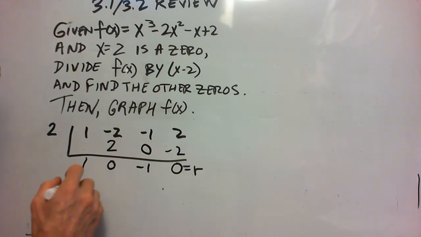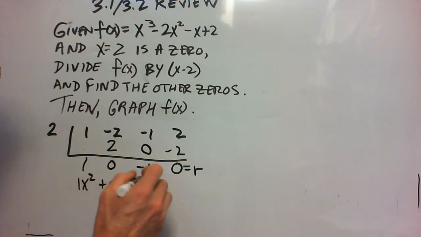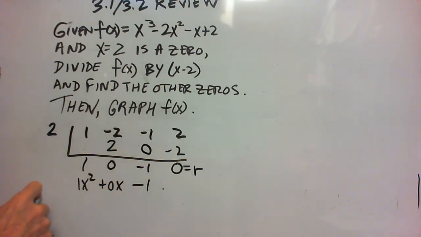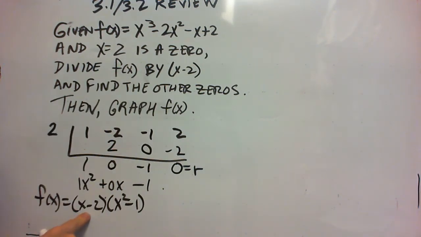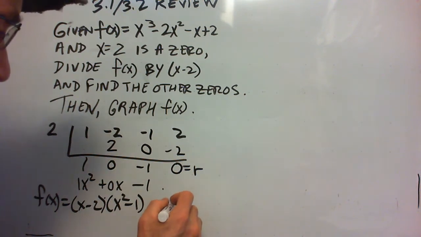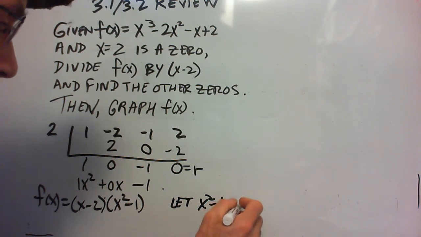So that gives us a division result of 1x squared plus 0x minus 1. In other words, f of x equals x minus 2 times x squared minus 1. Now, we can find the zeros, the other zeros, by letting each factor equal 0. We already know that x equal 2 is a 0. That's what we'd get if we let x minus 2 equal 0. To find the other two zeros, we let that quadratic factor x squared minus 1 equals 0.